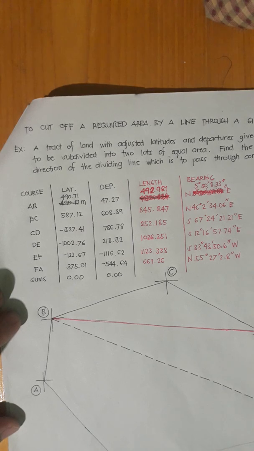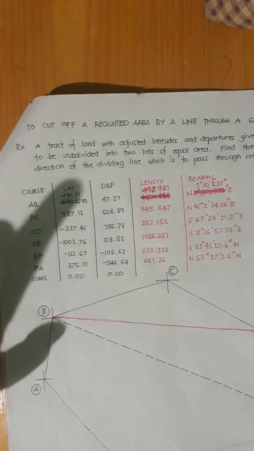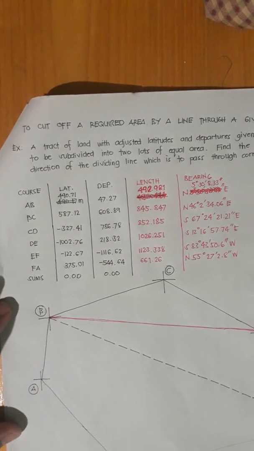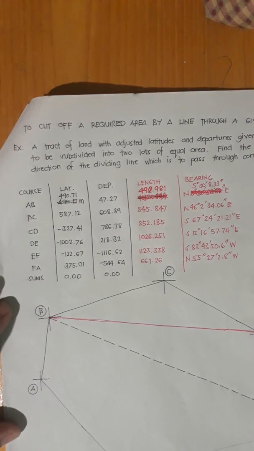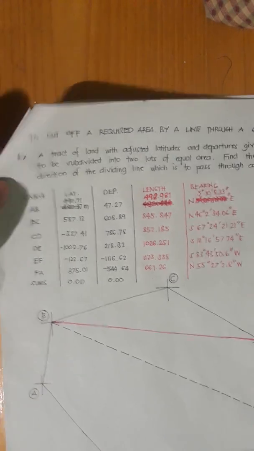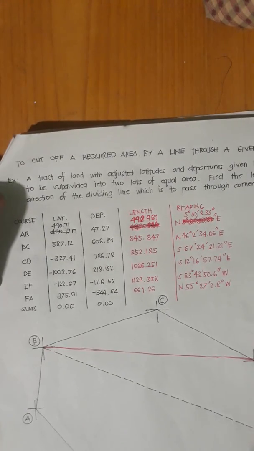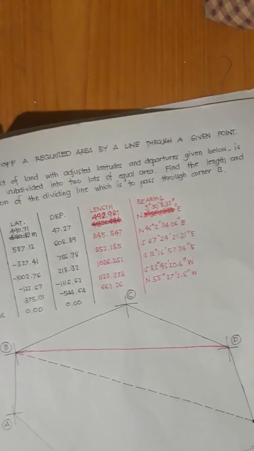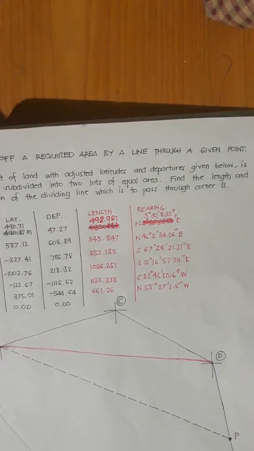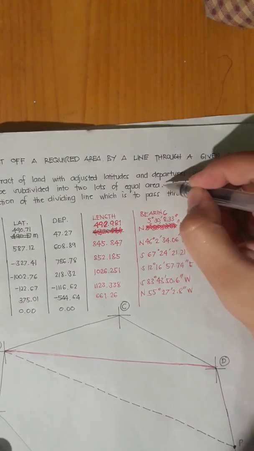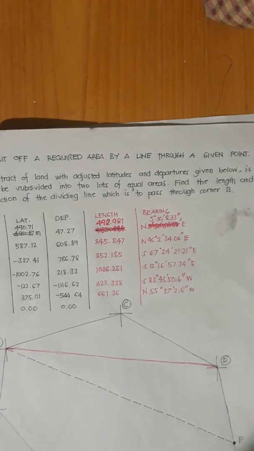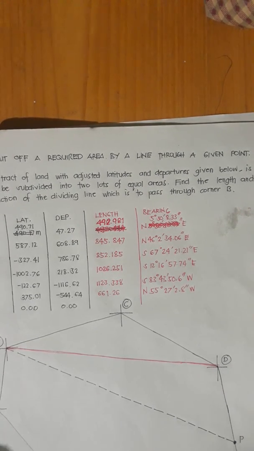Now, by the end of the lecture in that module, there is an example that fits that certain case, to which we are going to explain its solution. So again, the example says that a tract of land with adjusted latitudes and departures given below is to be subdivided into two lots of equal areas. Find the length and direction of the dividing line, which is to pass through corner B.